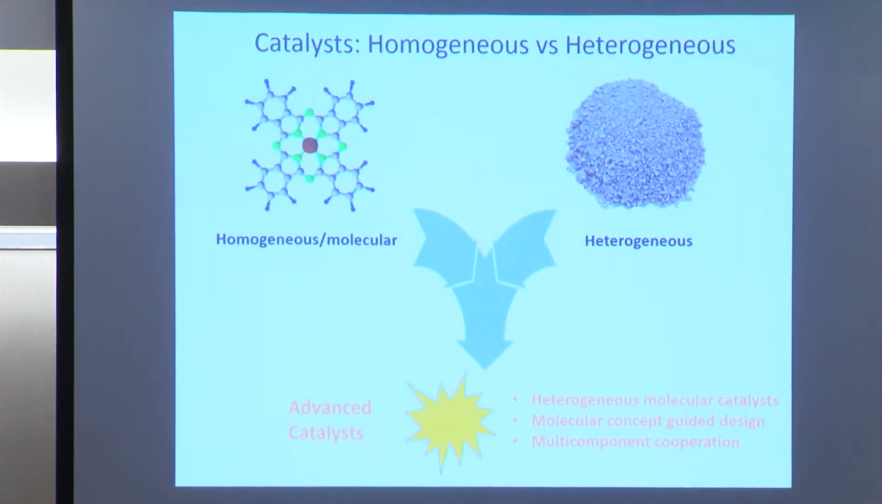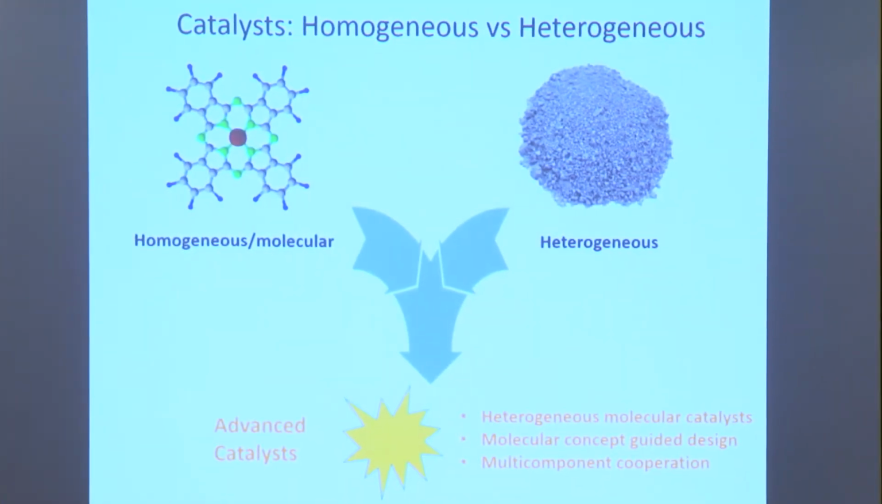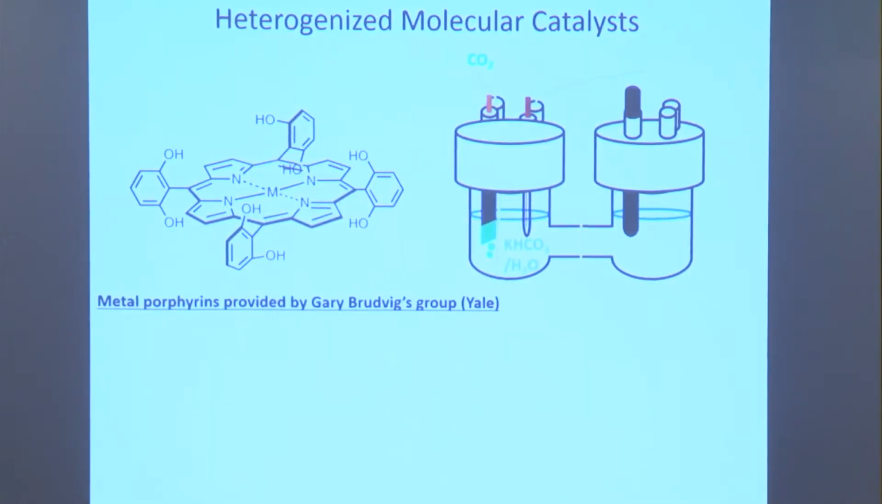So we were thinking that if we can combine the advantages of these two types of catalytic systems, we might get a catalyst that has both advantages. For example, we can build molecular structure-based catalysts that are still heterogeneous, or we can use molecular concepts to guide the design of nanoparticle-based catalysts and make use of multi-component cooperation to get to more interesting catalysis.